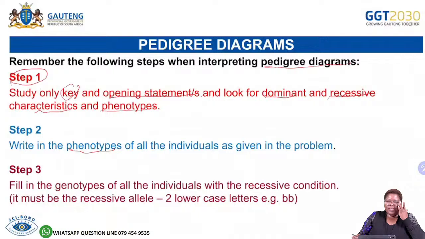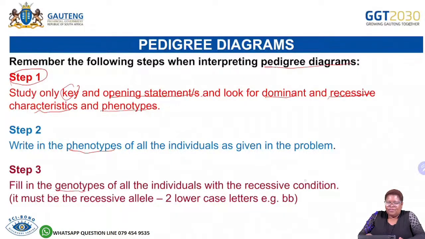Step number 2, you write in the phenotypes of all individuals as given in the problem or in that question. Step number 3, you fill in the genotypes of all individuals with the recessive condition. By now, I hope girls and boys, you know the difference between recessive and dominant alleles, right? It must be the recessive allele.